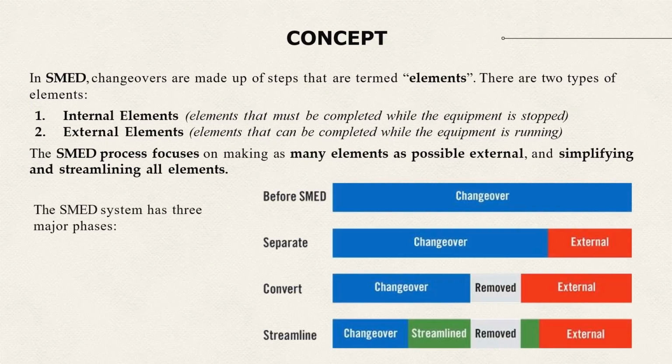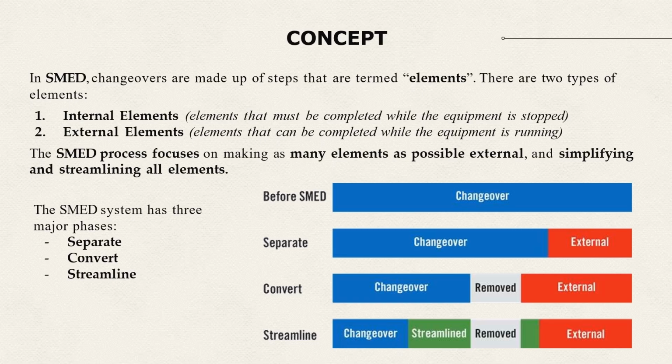The SMED system has three major phases. 1. Separate. Separate refers to the process of identifying and distinguishing between internal setup tasks and external setup tasks. 2. Convert. Convert in SMED involves transforming as many internal setup tasks as possible into external setup tasks. And 3. Streamline. Streamline refers to the overall process of optimizing setup procedures to make them as efficient as possible.